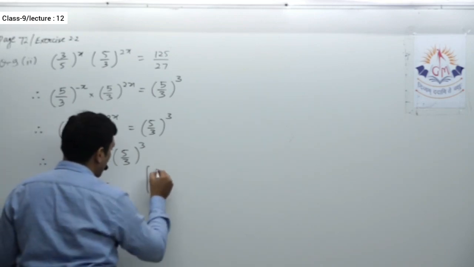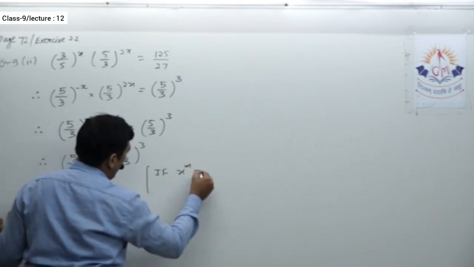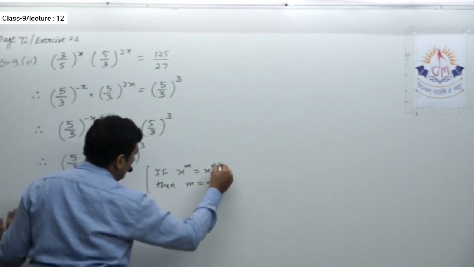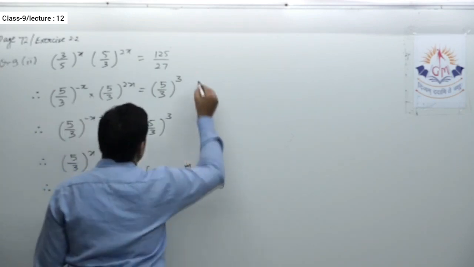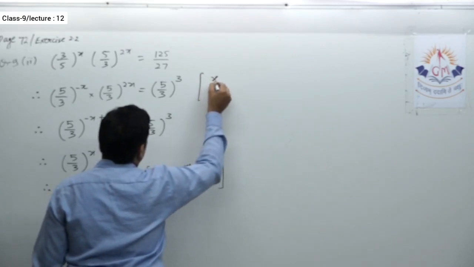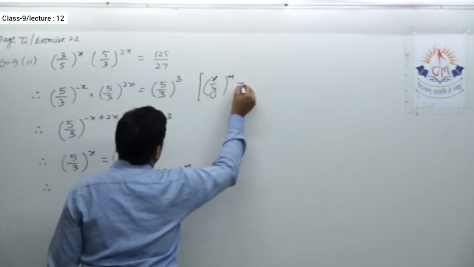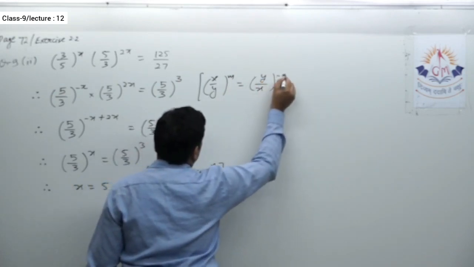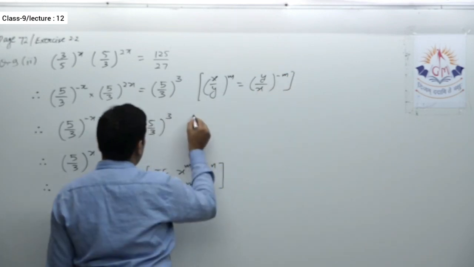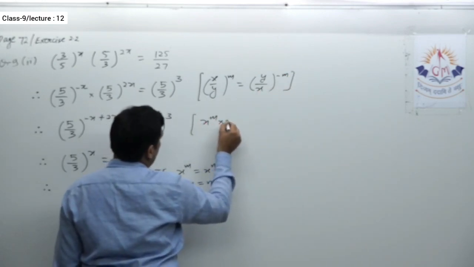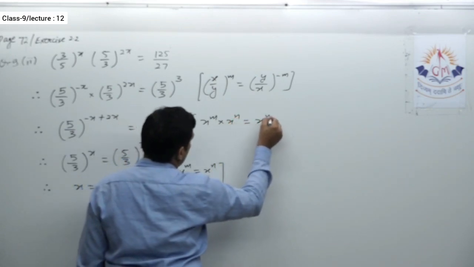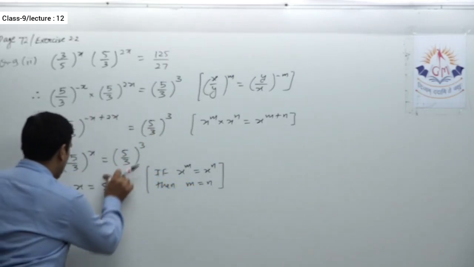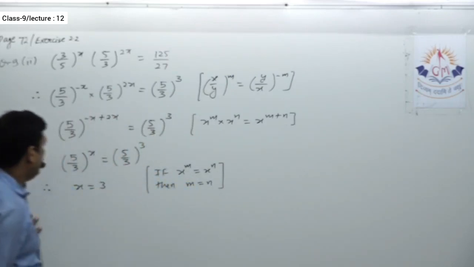So here I used which law? If x raised to m is equal to x raised to n, then m is equal to n. And over here I used x upon y raised to m is equal to y upon x raised to minus m. And over here I applied x raised to m into x raised to n is equal to x raised to m plus n. Okay, so this is my final answer. Sorry, not 5, it should be 3. So please note it down.